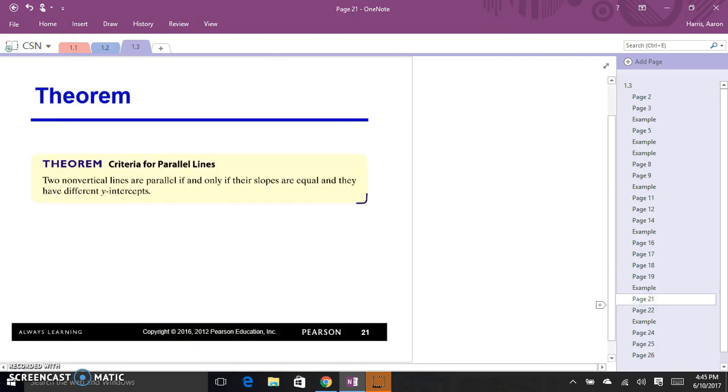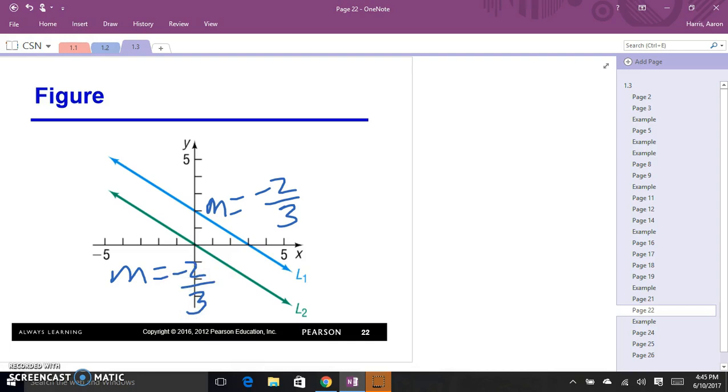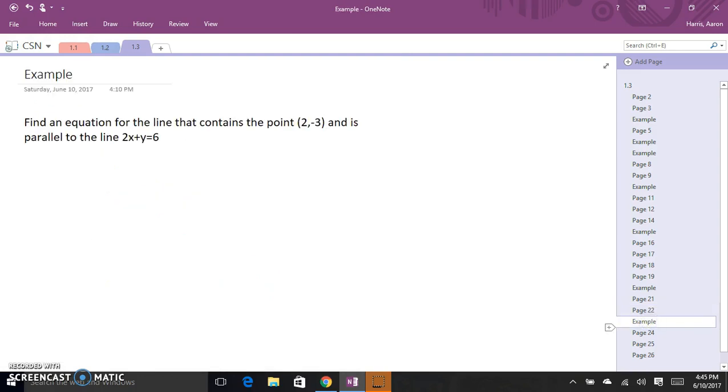Now, let's talk about some parallel lines. If you have parallel lines, that means their slopes must be equal. For instance, if this slope is negative 2/3, this slope must be negative 2/3 as well. So they have the exact same slope. Okay, we're going to use that information when we find an equation for the line.